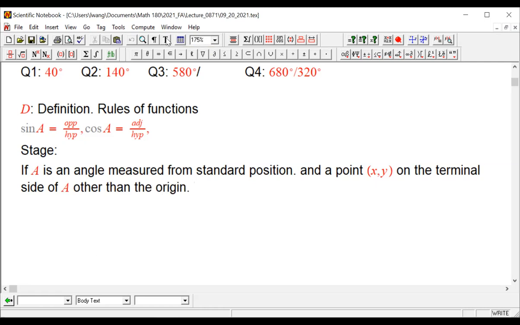I want you guys to pay attention to that. I'm just showing you how to study, really. An angle A is an angle measured from standard position, and a point x comma y on the terminal side of A other than the origin. Right? You cannot pick a point on the origin because every angle's terminal side will start from the origin. You cannot pick the origin. Do you guys understand?